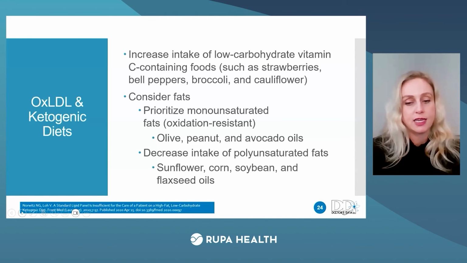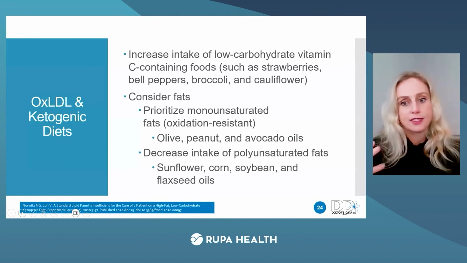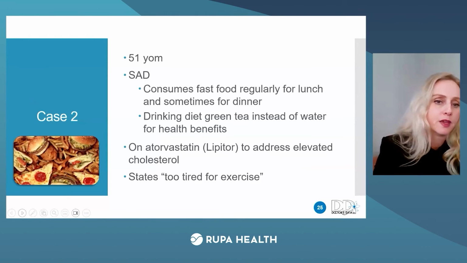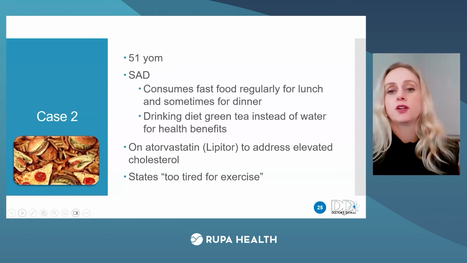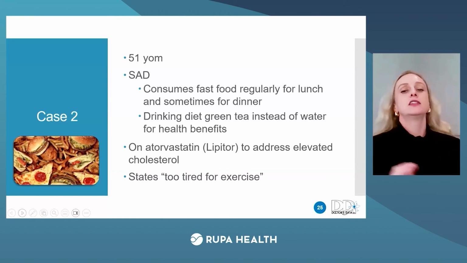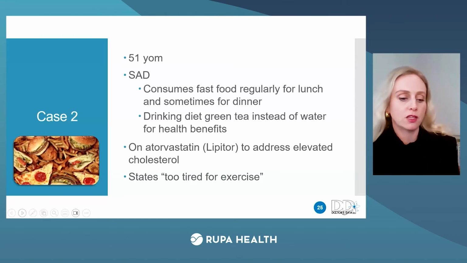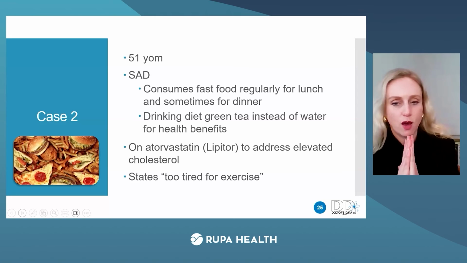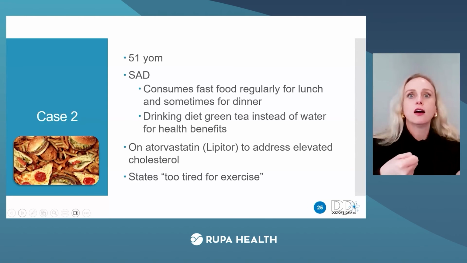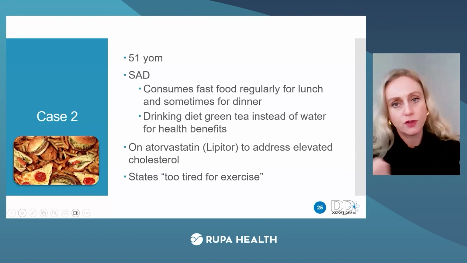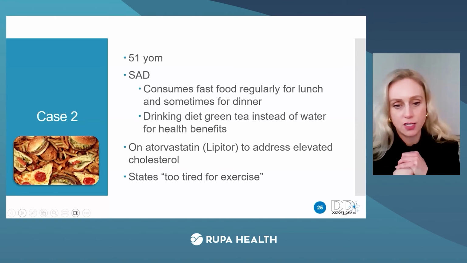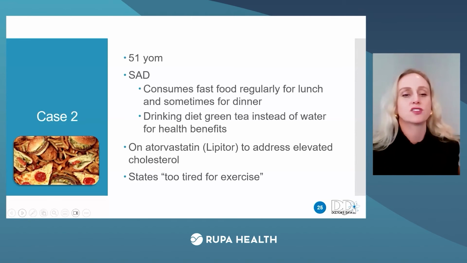Of course, we want to decrease that intake of polyunsaturated fats. That's going to be the corn, the canola, those things. Eliminate that. All right. Our next case is a 51-year-old male on a standard American diet. This individual consumes fast food regularly for lunch and sometimes for dinner, drinks green tea instead of water because they think that's healthier. A jug of green tea that you can buy at the grocery store that's full of sugar. And the patient's on a statin already to address the elevated cholesterol, but he really feels too tired for exercise.